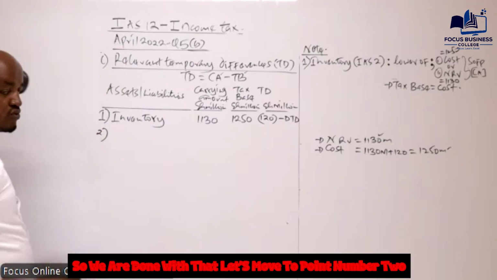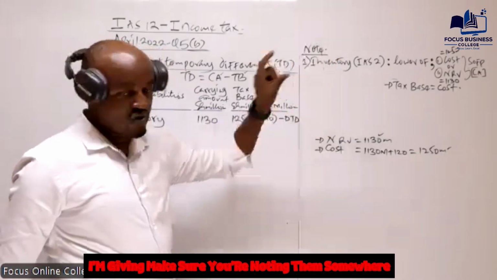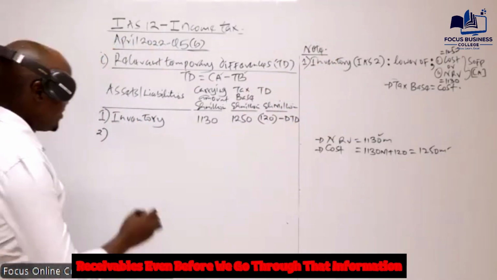Let's move to point number 2. What is important is this: these notes I'm giving, make sure you are noting them somewhere. So let's move to note 2, where we are given the trade receivables.